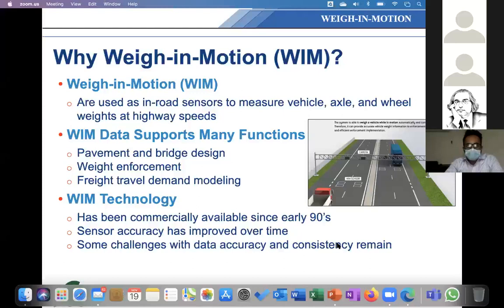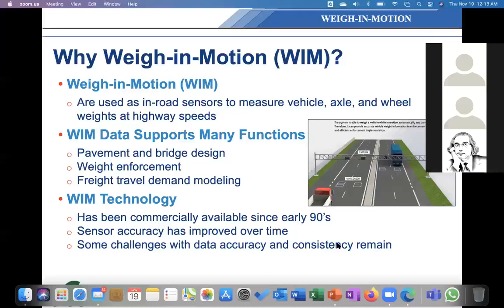So typically this data is used for pavement and bridge design. We also use this axle load data for weight enforcement. And you must have seen some weigh stations on the motorway. Actually, I was part of it back in the early 90s. We installed several weigh stations on the motorway. And I'm going to tell you what is the difference between the WIM sensor I'm talking about and what they use in those weigh stations.